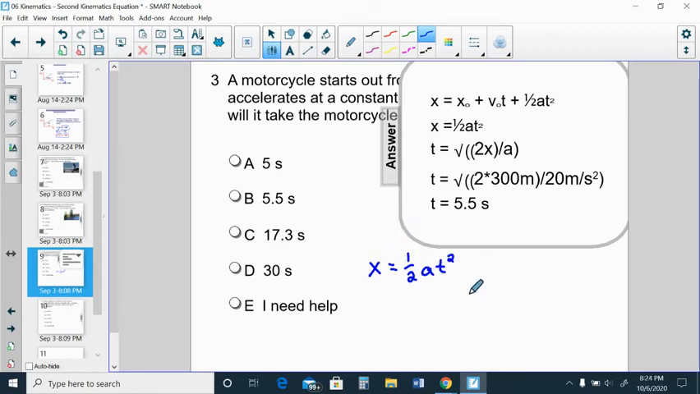So the first thing we're going to do, let's times it by 2. Since we have a half here, to get rid of the half, you'll just multiply by 2, which would cancel that out. And then you multiply by 2 on this side. So you would end up with 2x equals acceleration times time squared.